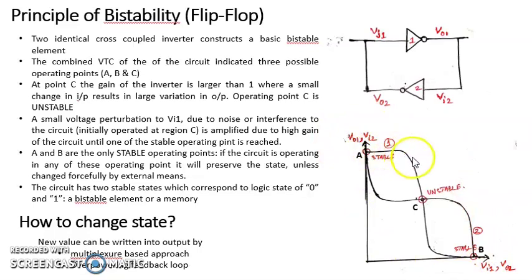Trace 1 is the voltage transfer characteristic of inverter 1, and this is the voltage transfer characteristic of inverter 2. Since the output of inverter 1 acts as the input of the second inverter, the curve is rotated. Now, these two curves intersect at 3 points, which says that the circuit has 3 operating points. However, only 2 of these 3 operating points are stable.